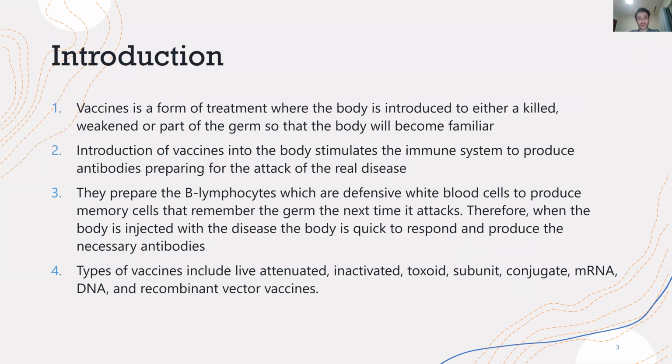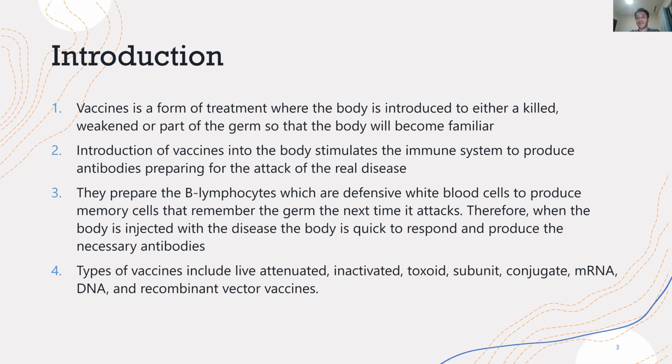Vaccines are a form of treatment where the body is introduced to either a killed, weakened, or a subunit of the germ so that the body will become familiar and produce antibodies and provoke the immune system to produce B lymphocytes, which are defensive white blood cells, to produce memory cells. And these memory cells remember the germ the next time it attacks. So when the body is exposed to the disease the next time, it is quick to respond and produce the necessary antibodies.